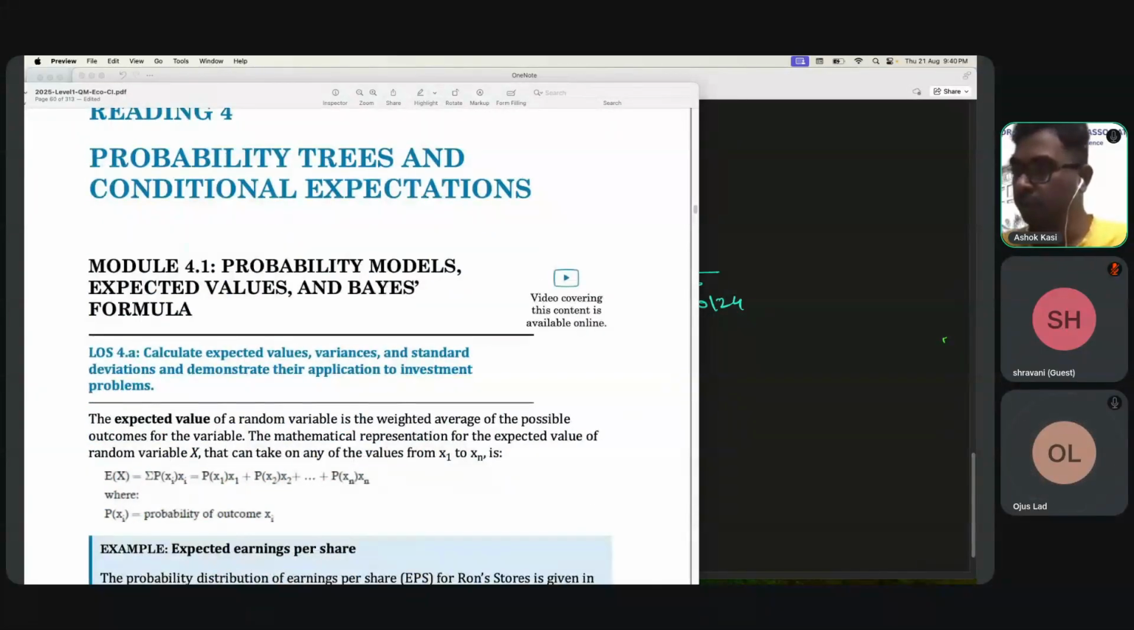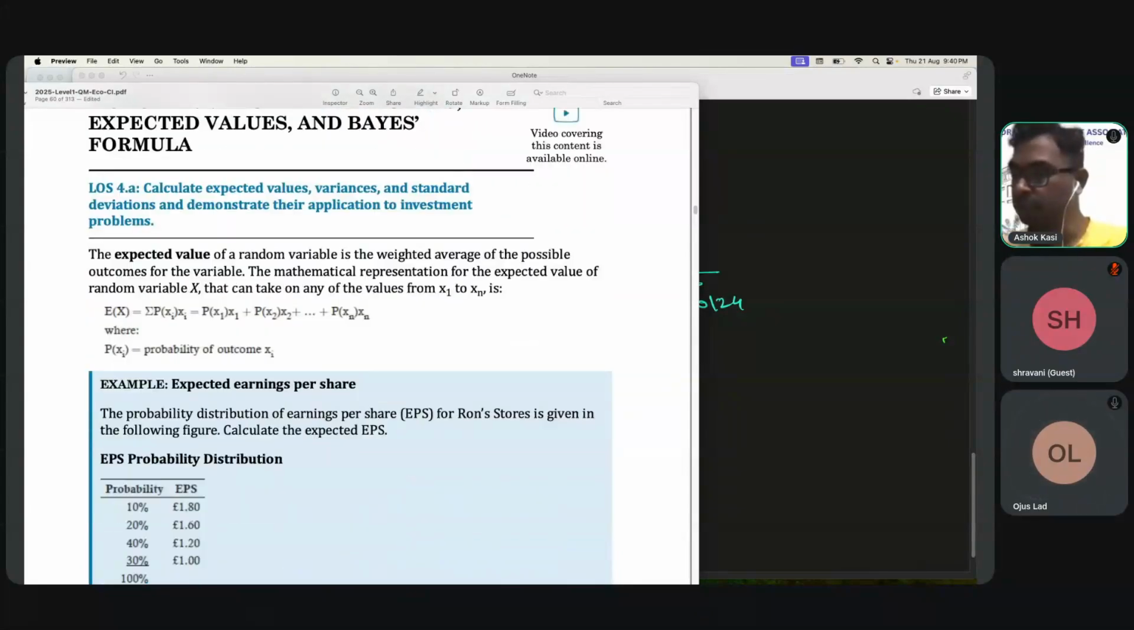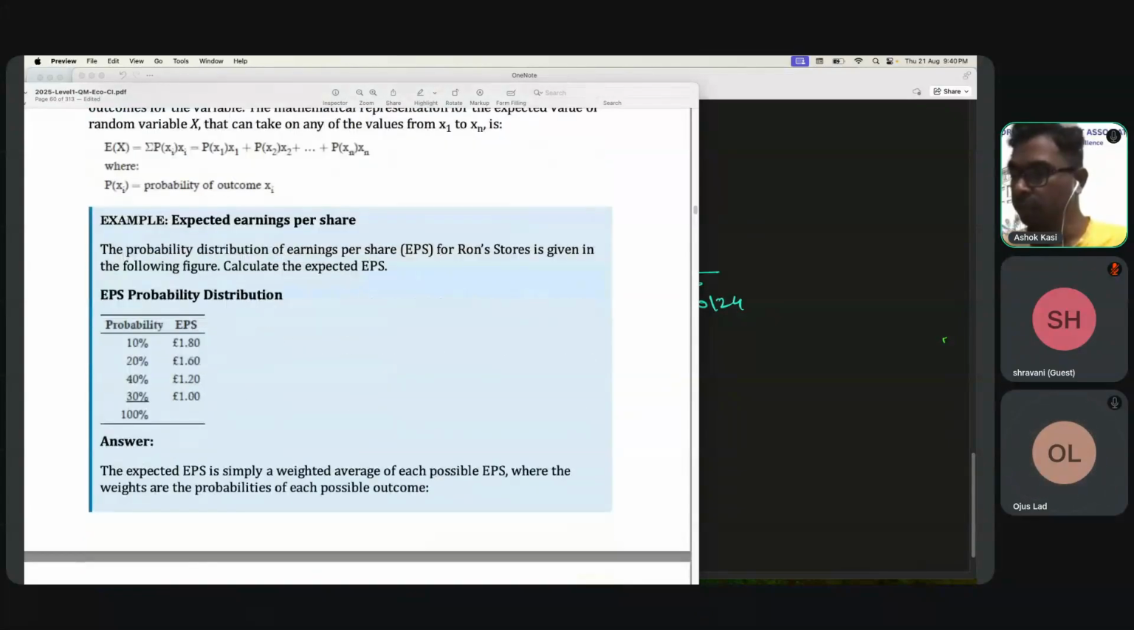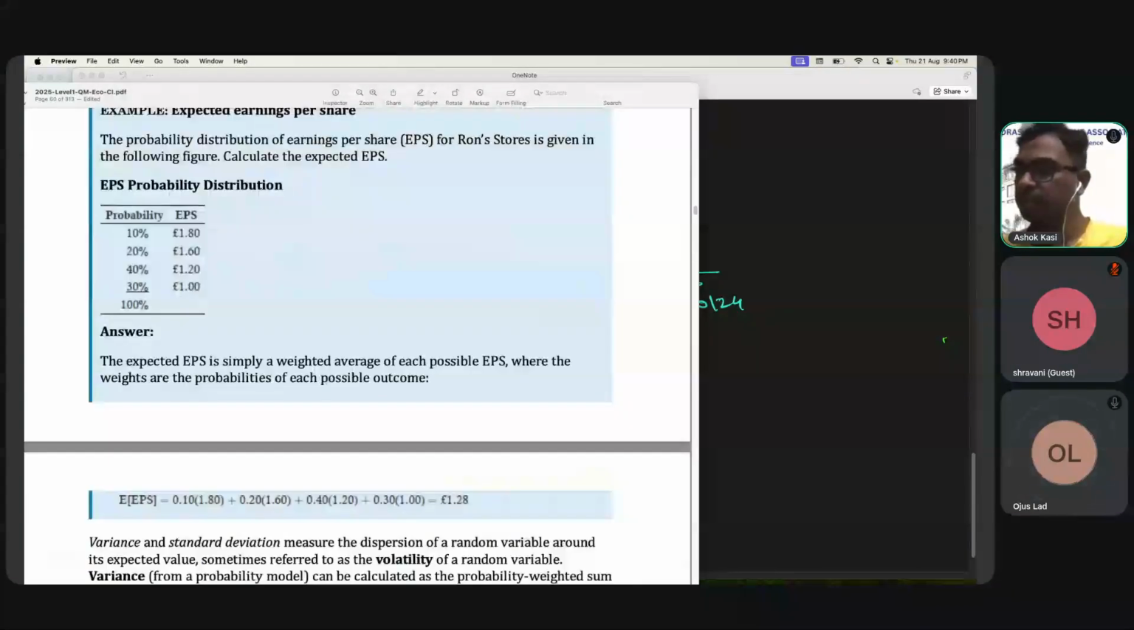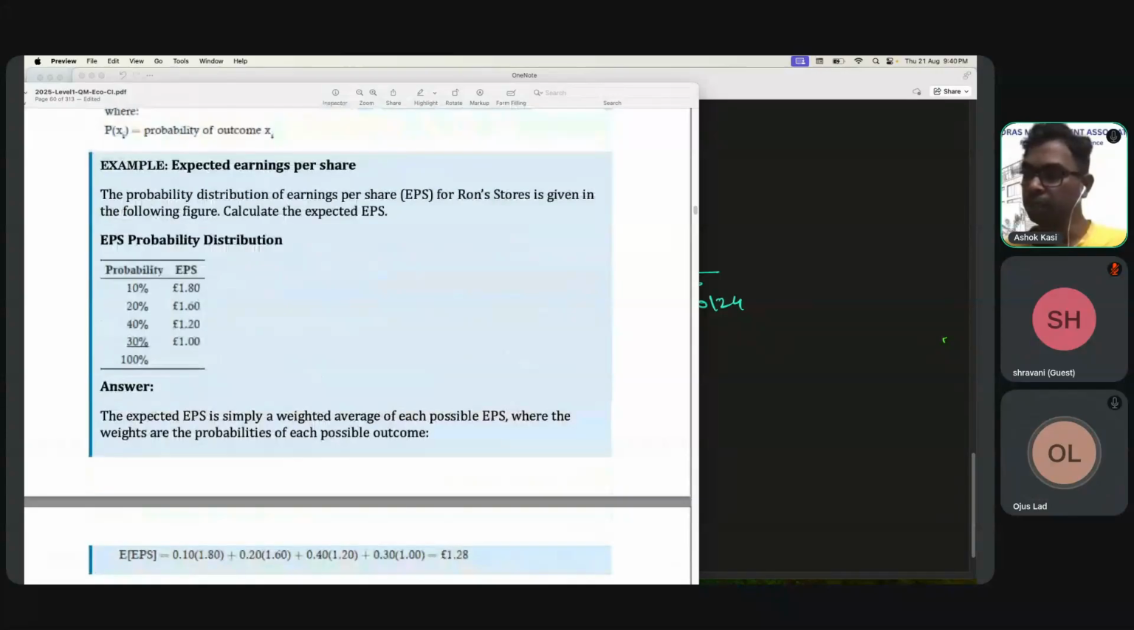Okay. Reading for probability trees and conditional expectations. Expected value. Expected means average value. Expected earning per share. See, these all are the. Just go through this question now.